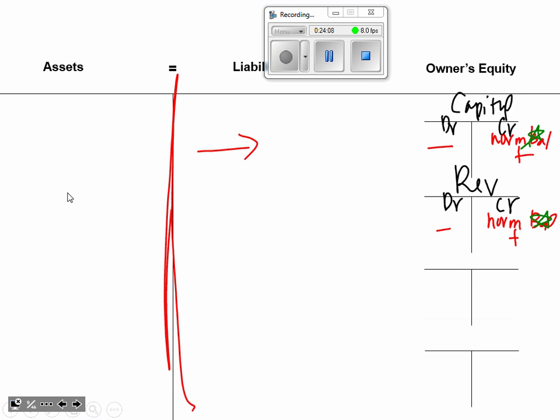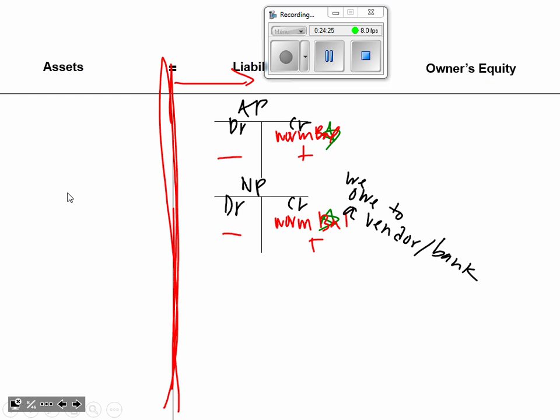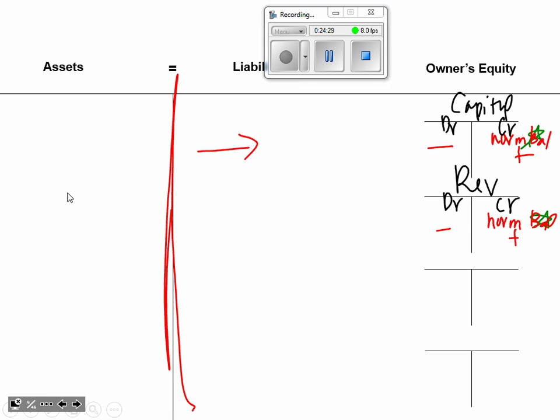I'm going to back way up. We own assets. They're on the left side. So any of their little mini left sides are where they increase. An asset increasing is a debit. An asset decreasing is a credit. The reverse is true for liabilities and equities. When you get this, then you get accounting, just like the rat says.